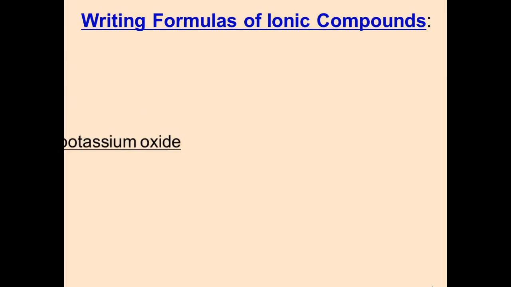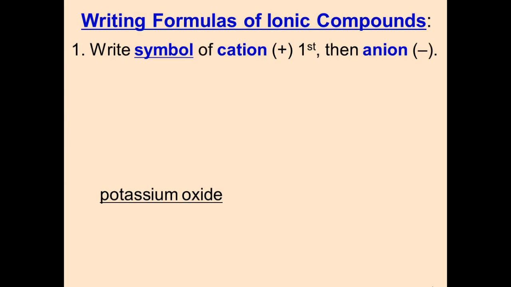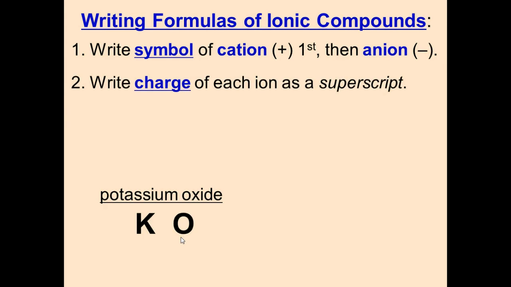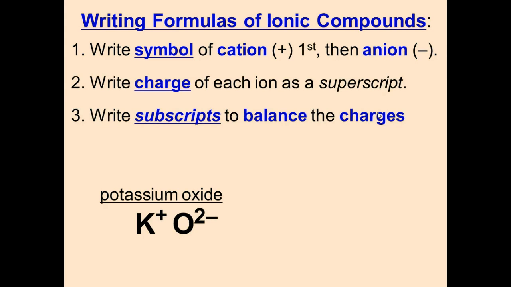So, writing formulas for ionic compounds. First we have to write the symbol of the cation first. So always the metal goes first, then the nonmetal. Here we have an example, K and O. K is the cation because it's a metal, and O is the anion because it's a nonmetal. Then we write the charge of each ion as a superscript, sort of an exponent. And then we write the subscripts.